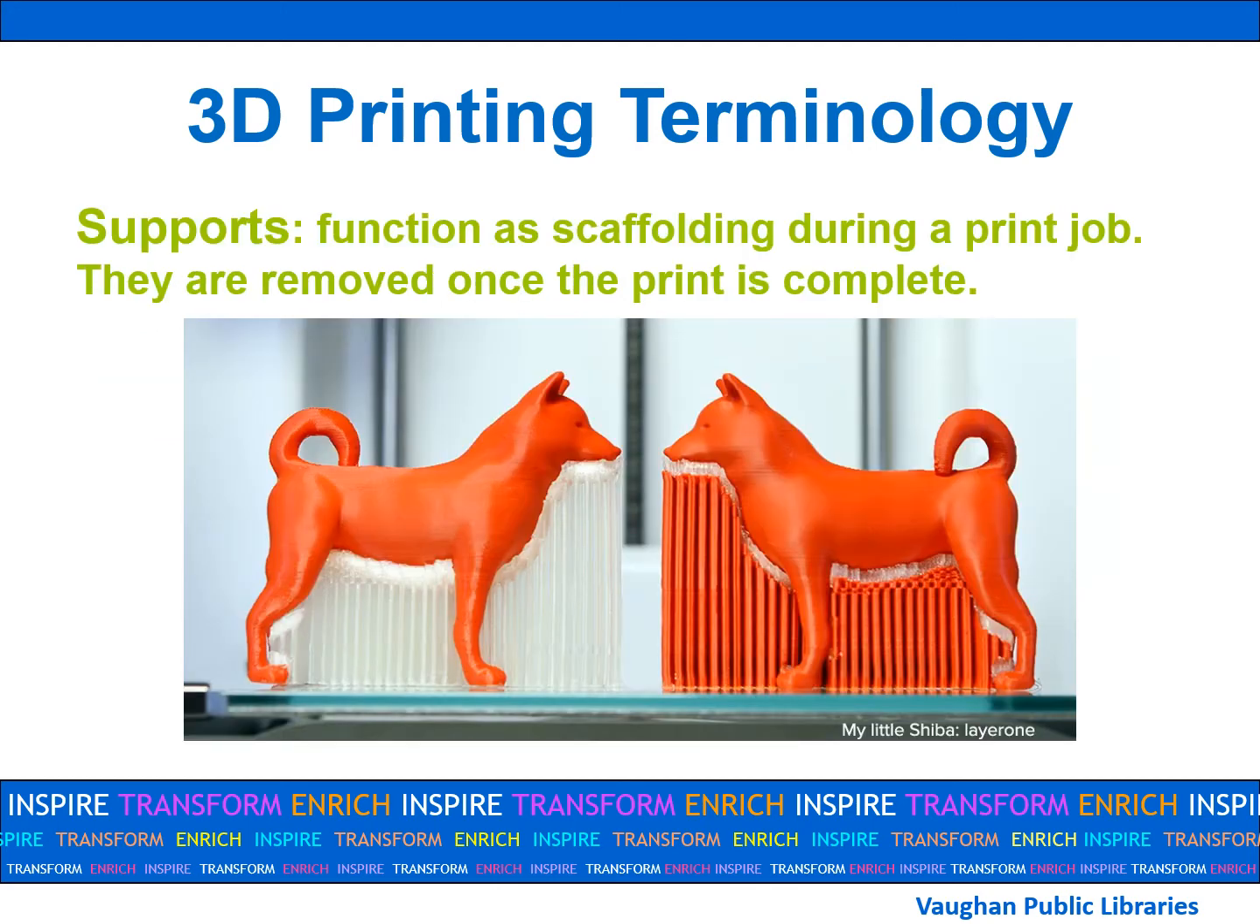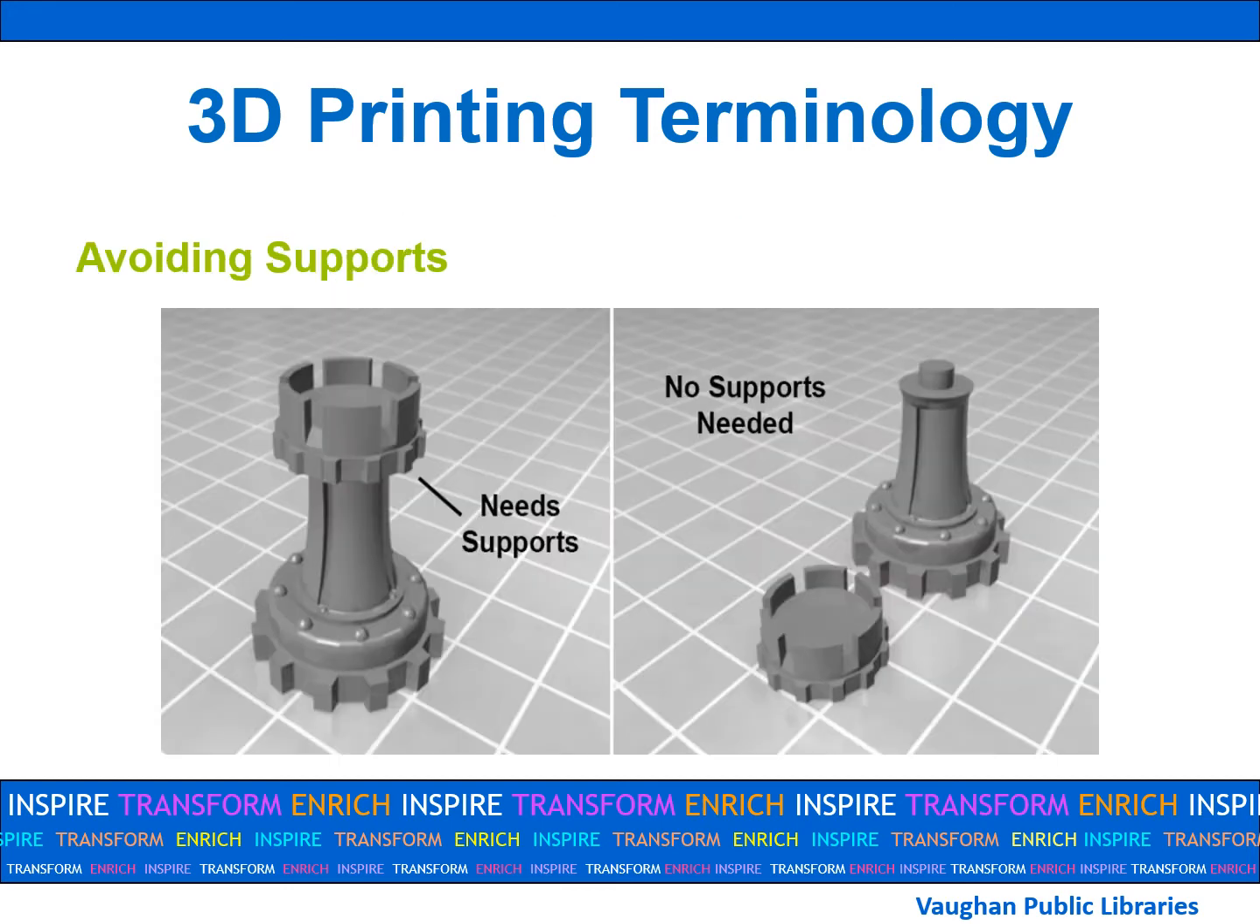Supports work like scaffolding. They provide support for overhang angles of more than 45 degrees during your print job. They are very thin plastic structures that are then easily ripped off and discarded after a print is complete. Supports can affect the quality of your print and also add more material and cost to the total print. To reduce the number of supports required, you can split items into different parts or change the angle that they sit on the build plate.